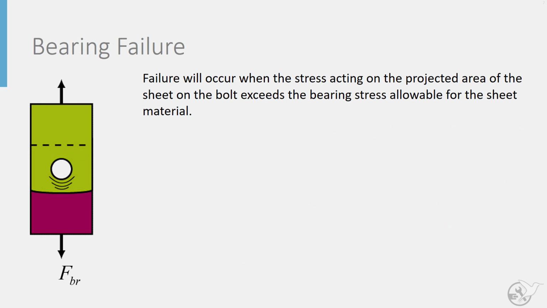Next, if we look at bearing failure, this failure will occur when the stresses acting on the projected area of the sheet on the bolt exceeds the bearing stress allowable for the sheet material. So this is a material property. So the bearing failure force is our bearing area times that bearing stress allowable.